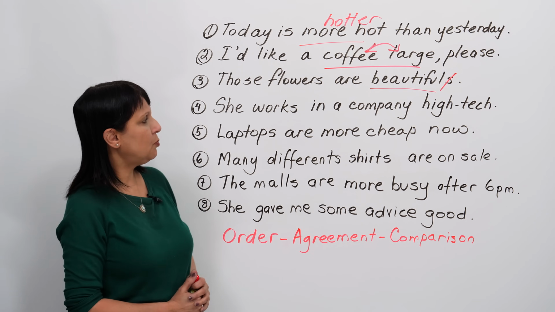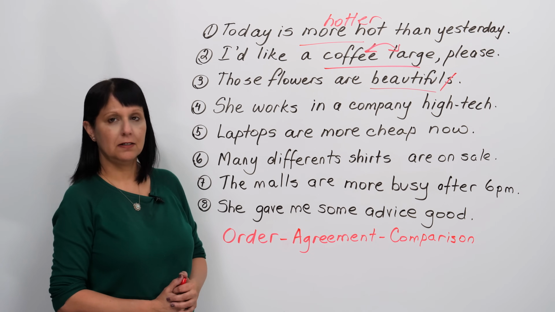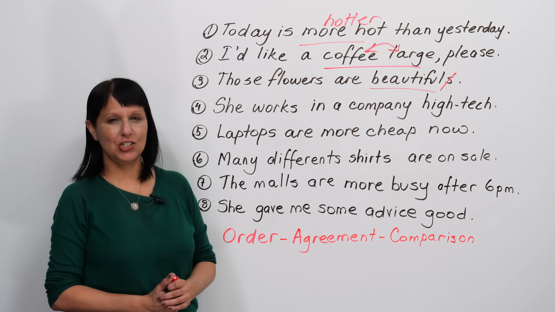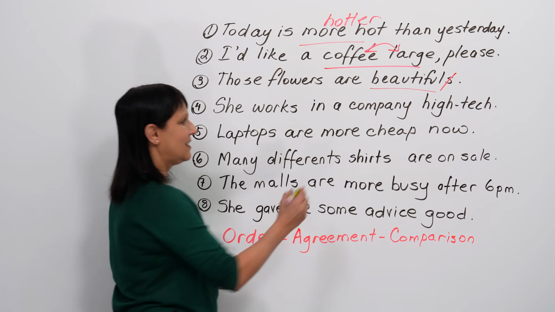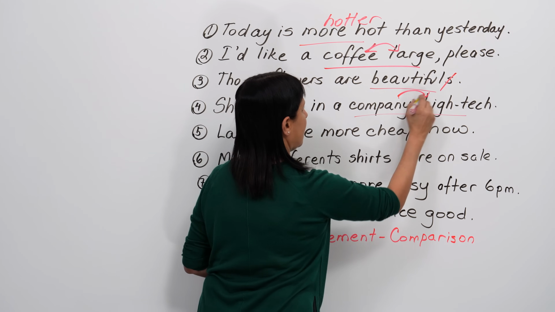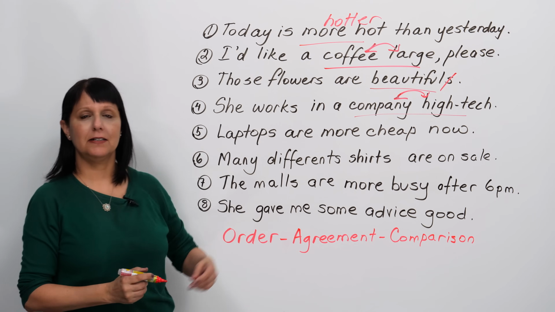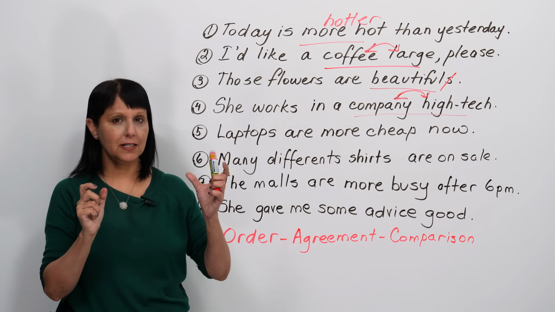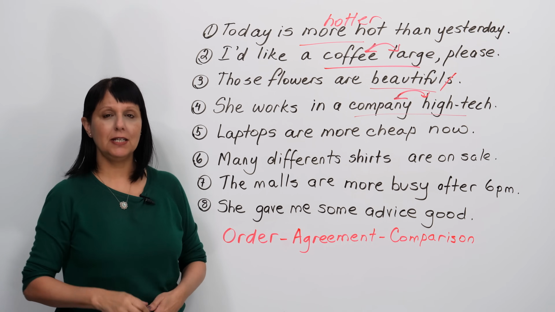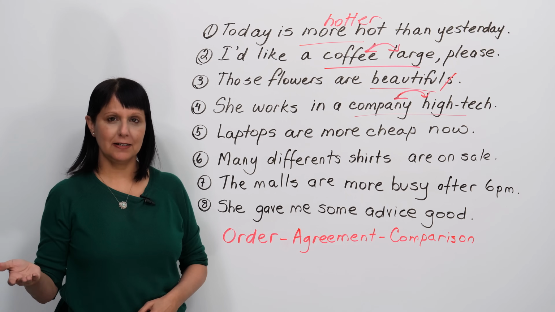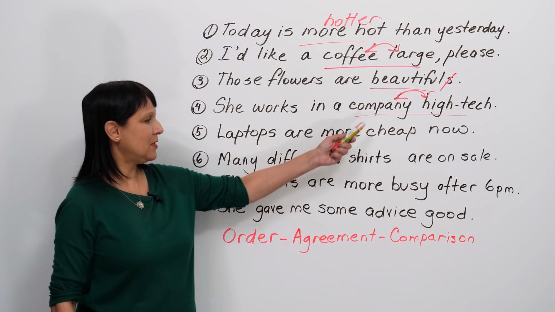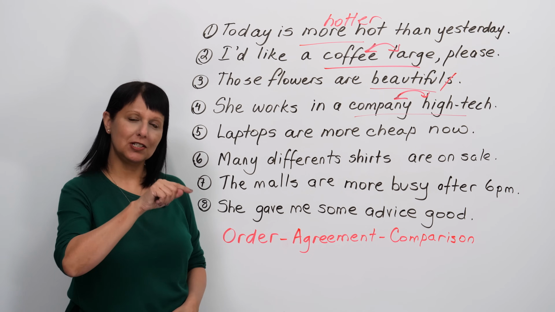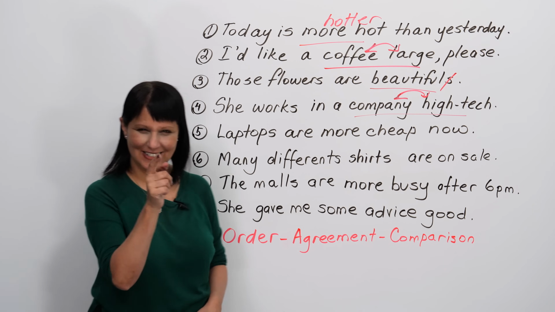Number 4, she works in a company high tech. That's wrong. What should it be? She works in a high-tech company. High-tech is the adjective here, and company is the noun. So say it after me. She works in a high-tech company. Okay? So this was also a mistake of order. Okay? Remember, the adjective goes where? Before the noun. That's it.